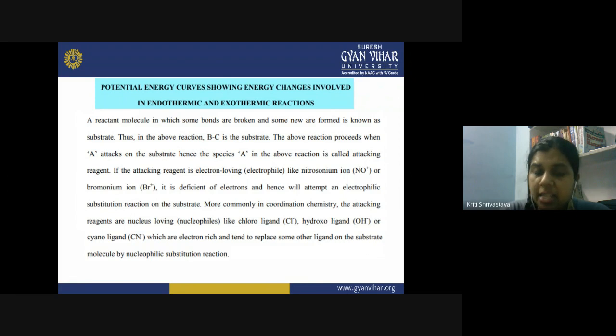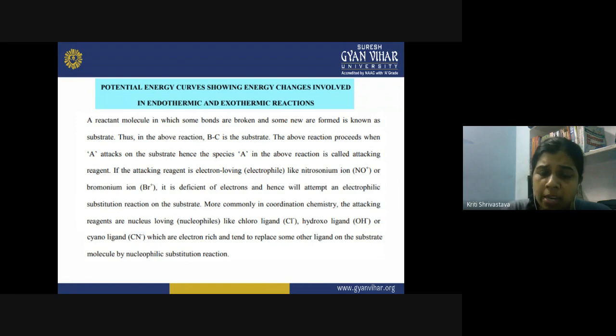Now this attacking reagent, if it is looking for electrons, for example if it is carrying some positive charge, you call it an electrophile, because in order to get stability it is looking for electrons. It can be the nitrosonium ion or the bromonium ion, anything. It is deficient in electrons and is looking for electrons from any species. So it will attempt an electrophilic substitution reaction on the substrate.